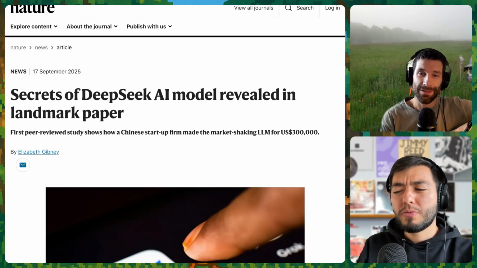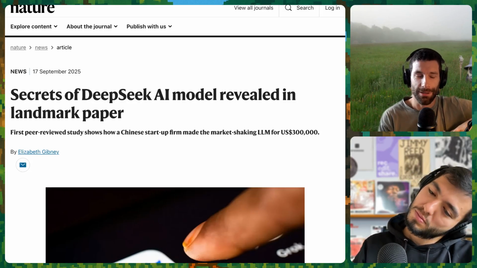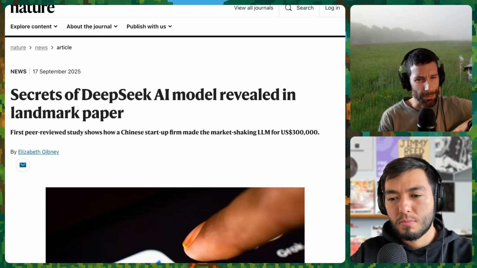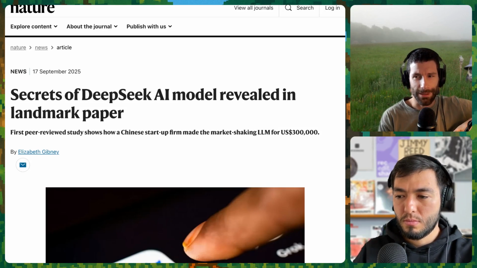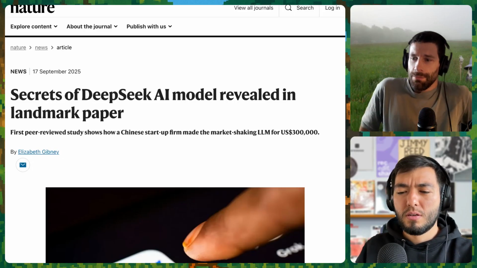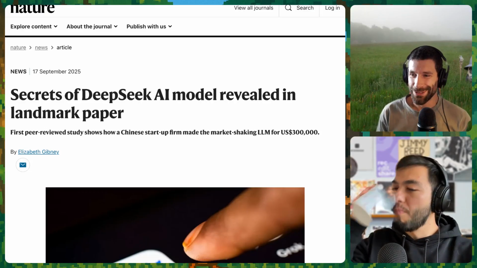They had published it before, but it wasn't peer reviewed? Exactly. They published the information before, but it was not in a peer-reviewed journal. And I don't think it was about R1 actually. I think it was about DeepSeek V3. Yeah, maybe. So I think that is the interesting thing here, that we have a peer-reviewed article on this.